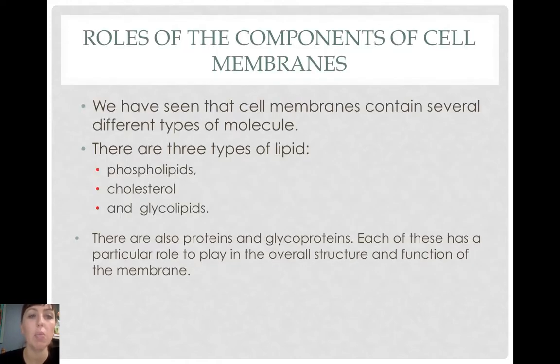Okay, so we've talked about phospholipids and a little bit about proteins, different types of proteins, and glycoproteins. We have seen that cell membranes contain several different types of molecules, even more than what we've discussed, including cholesterol and glycolipids. So there are proteins and glycoproteins, which we discussed in our last lecture, but I'll give you a small refresher.